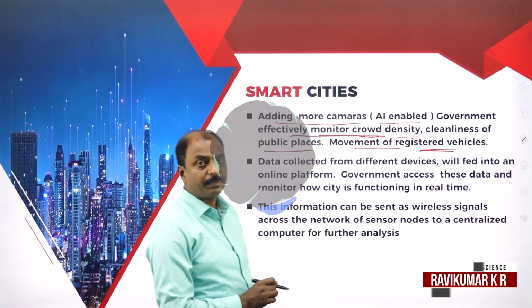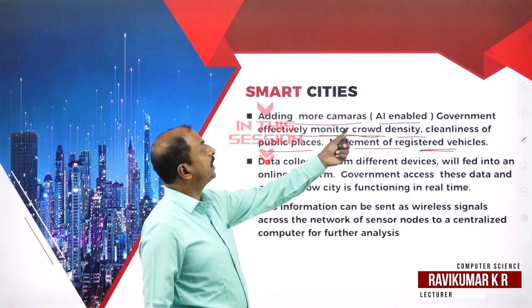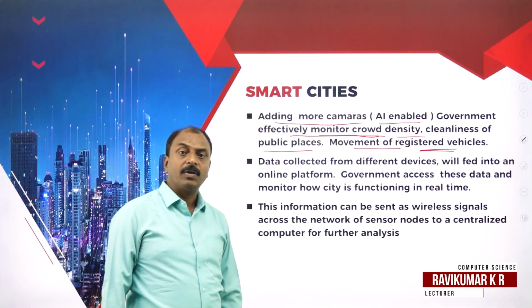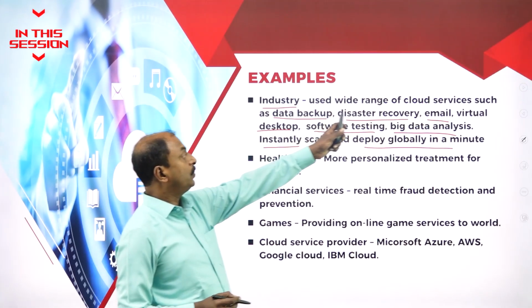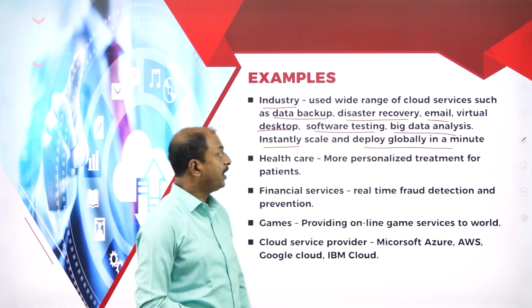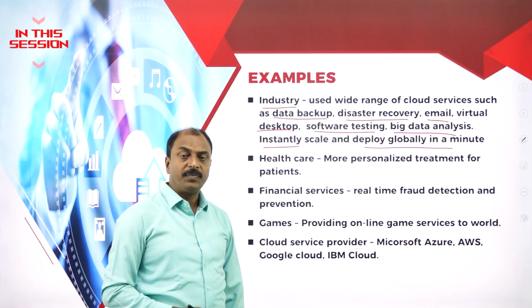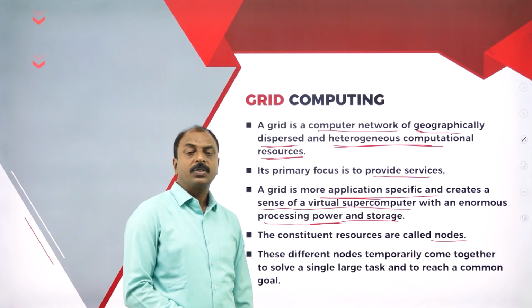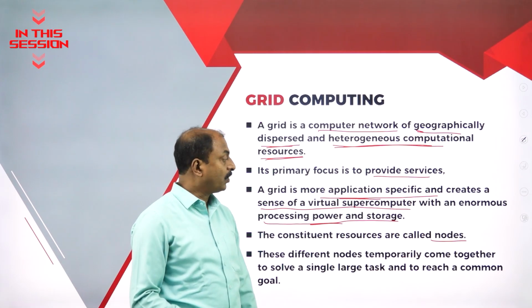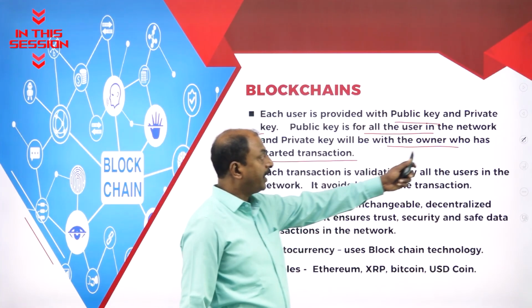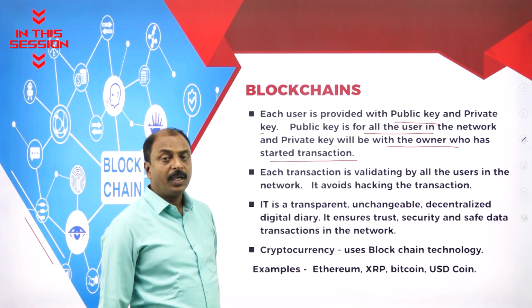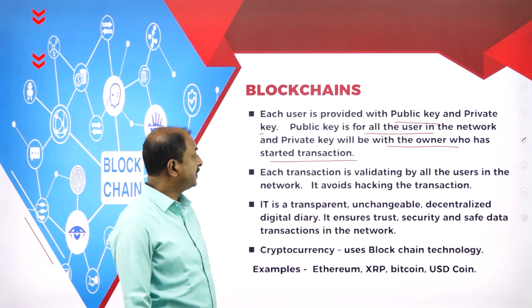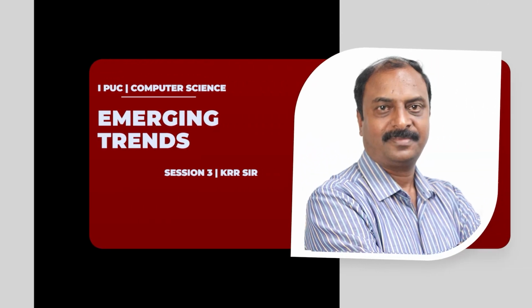See, these are all possible by installing different types of cameras at different locations of the city. We can use this in different types of industry where the user will be benefited more. Now, what are all the resources we are going to connect to this grid network? It is called as nodes. The owner has only the private key who has started the transaction.